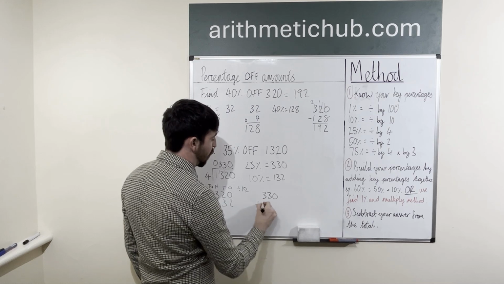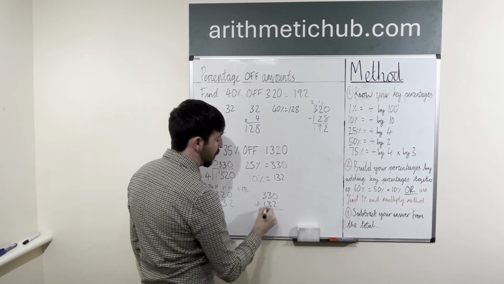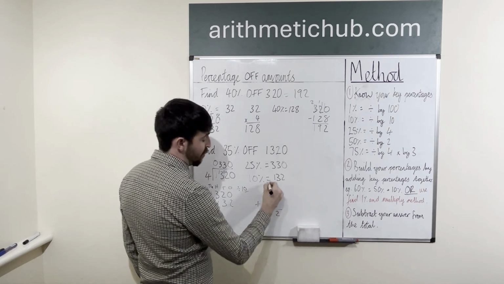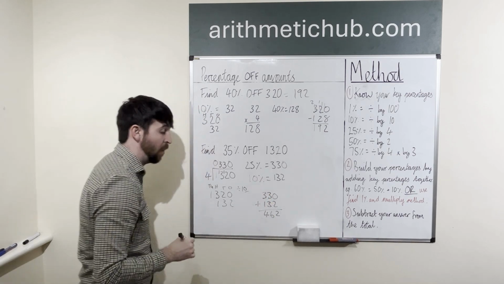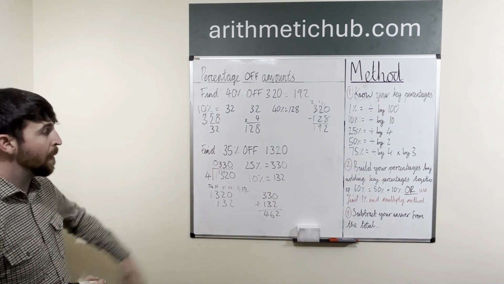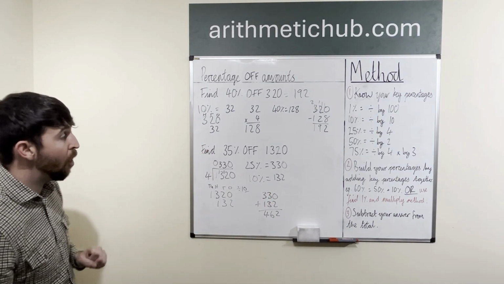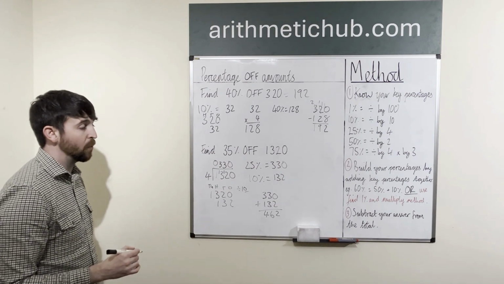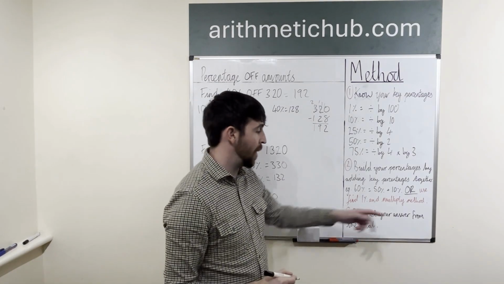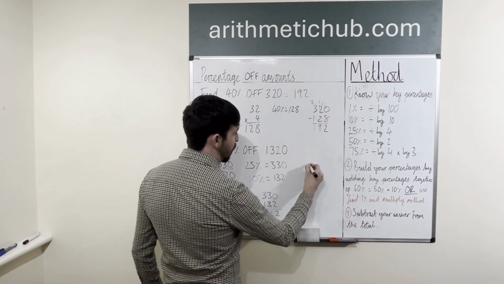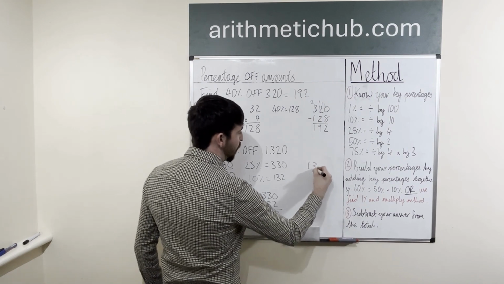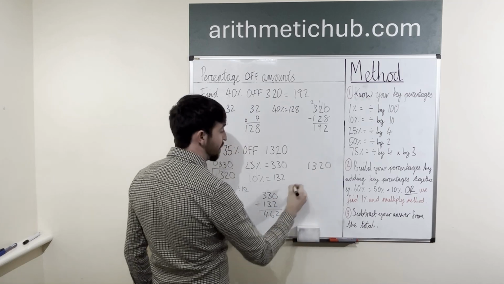330 add 132. 0 add 2 is going to give me 2. 3 add 3 is going to give me 6. 3 add 1 is going to give me 4, for 462. That would be 35% of 1,320 though, wouldn't it? I now need to make sure I've done my last step. Subtract my answer from the total. So now what I need to do, 1,320, I need to take away 462.